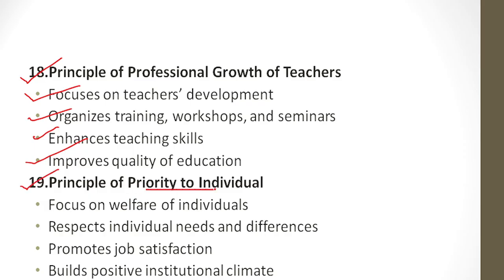Then is the principle of priority to the individual. So focus on the welfare of the individual is also very important along with the institution. Respect individual needs and differences, promote job satisfaction and build a positive institutional climate. Definitely we are working for some common goal, but priority should also be given at the individual level. The welfare of the employee, what is the need of the employee, what are the challenges the employee is facing, that also the institution has to see, and that will promote their job satisfaction.